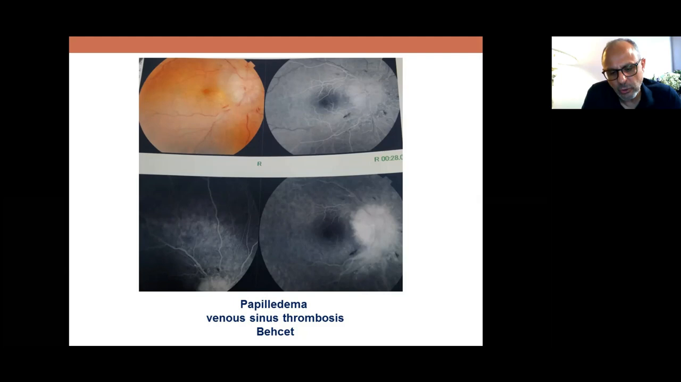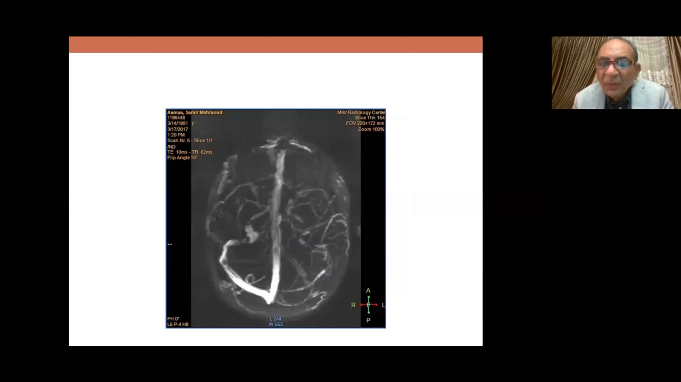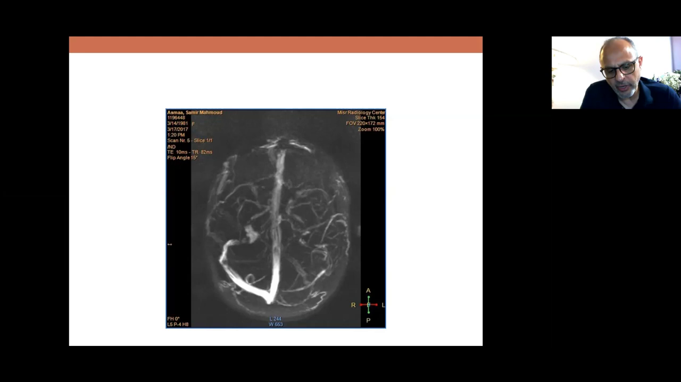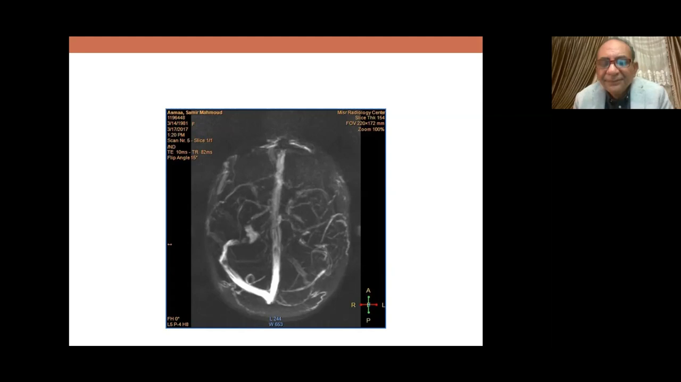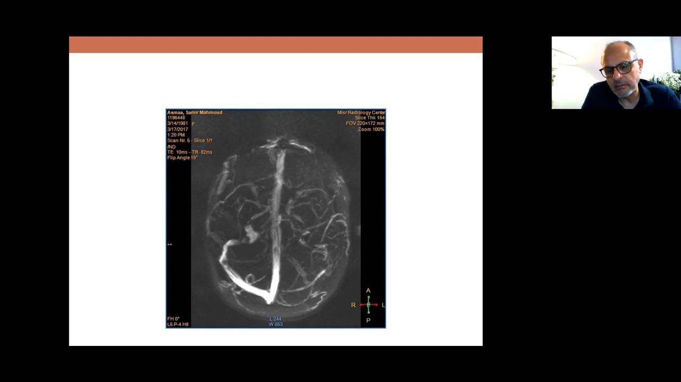I think you requested an MRV. Yes, I requested the MRV and it came positive. There was no filling on the right side. Yeah, there was sinus thrombosis, sinus non-filling. So you decided to give him anticoagulants as well as Remicade and steroids. Yes, I think we have to discuss it. This patient actually did very well after that. The papilledema disappeared. So what's your protocol of anticoagulants in patients with venous sinus thrombosis in Behcet patients?